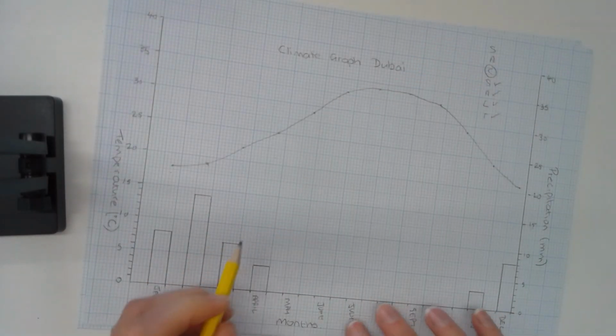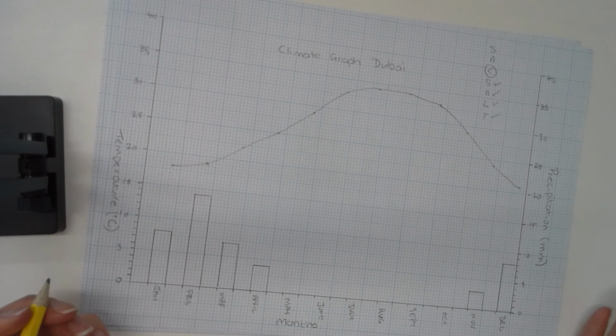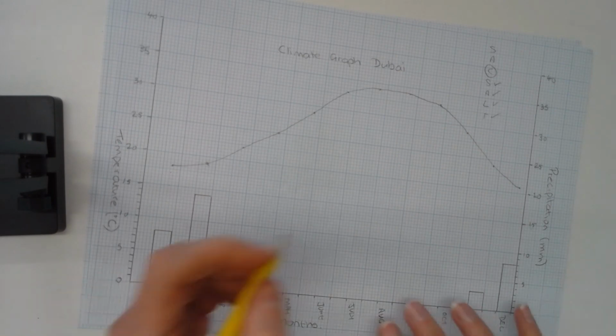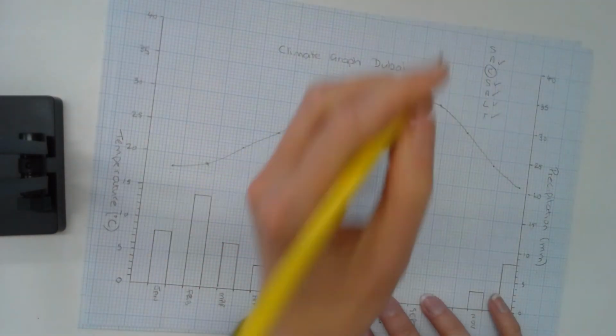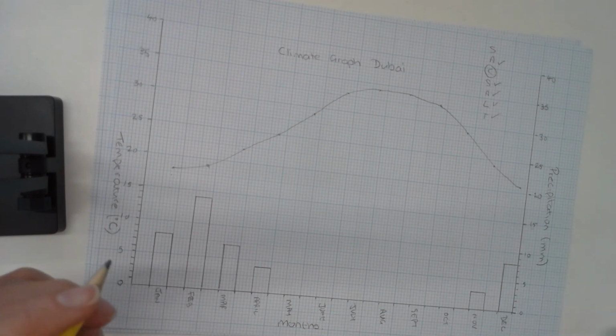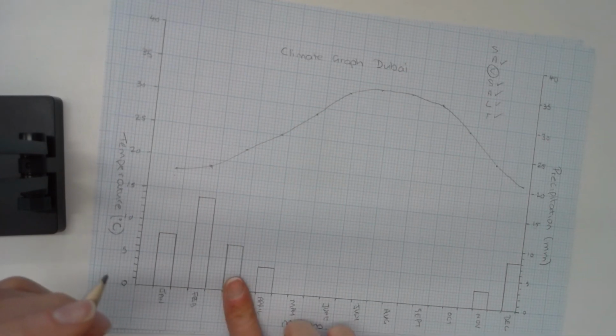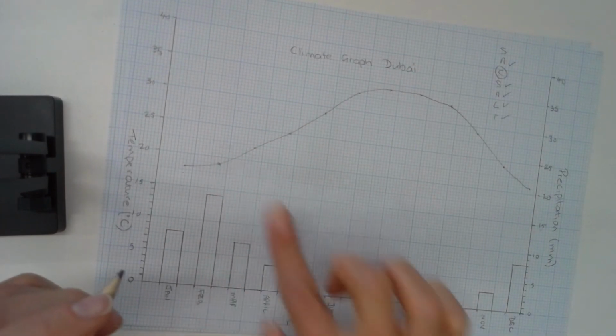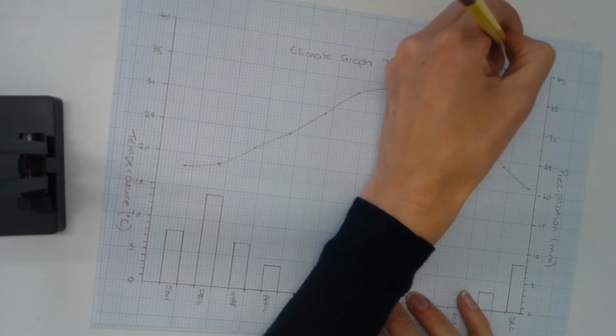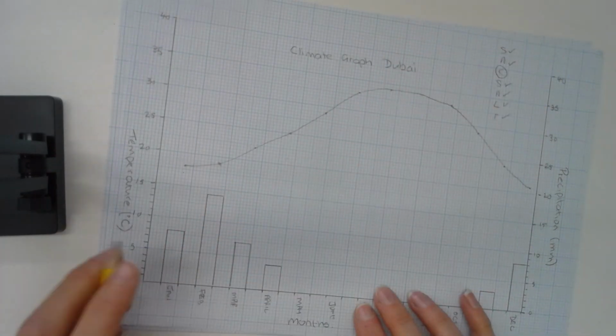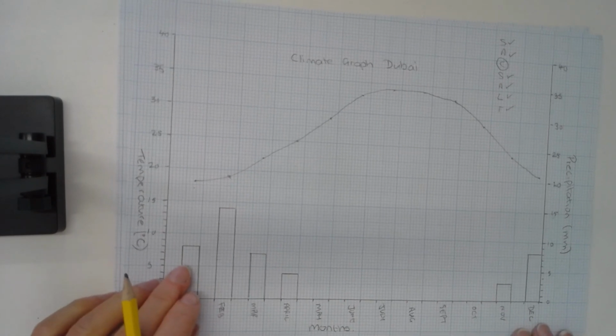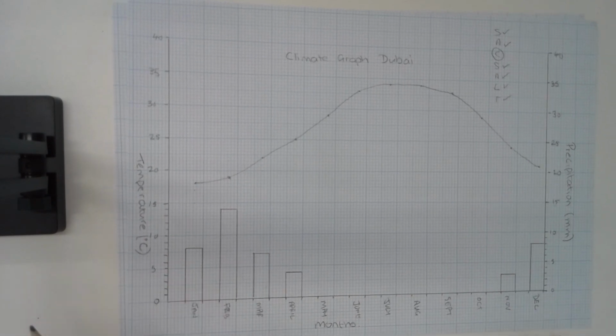The graph is complete. Is it accurate? I've been as accurate as possible. So if you feel that it's accurate, we can tick that it's accurate. Is it suitable? Yes, it's suitable. We've got a bar graph to show the rainfall. We've got a line graph to show the temperature. So we can say that that is also done, and then you know that your graph is fully complete and you can bring it in next lesson.